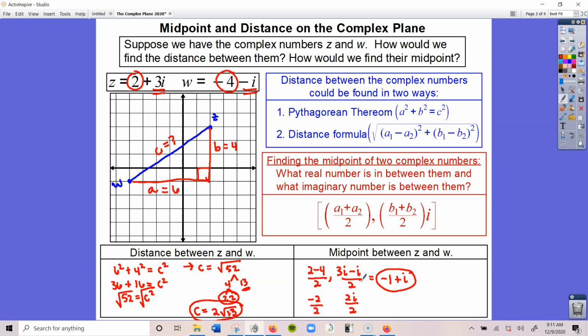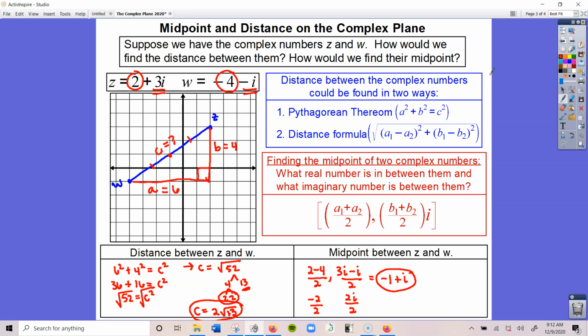And we can always use our midpoint and plot it to make sure that it does land in the middle of those 2 points. Negative 1 plus i means I would go to the left 1 and up 1. And we can see here that this is the same as this. So this is considered to be the midpoint.